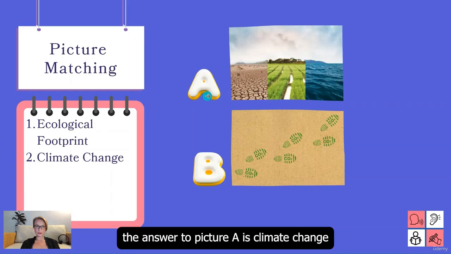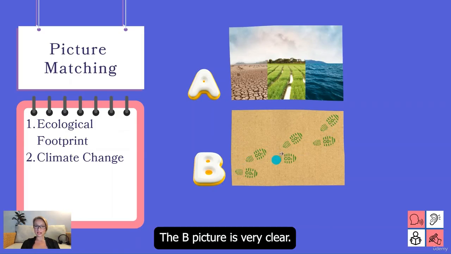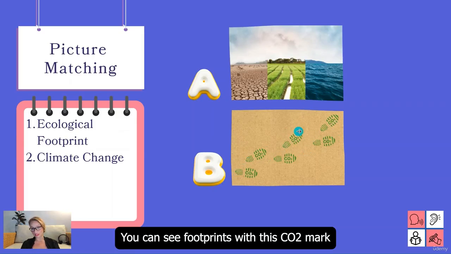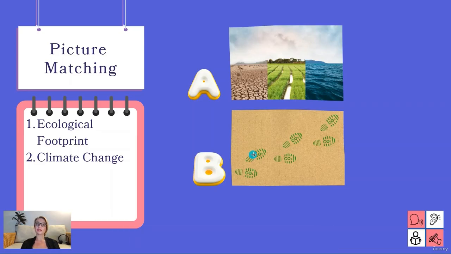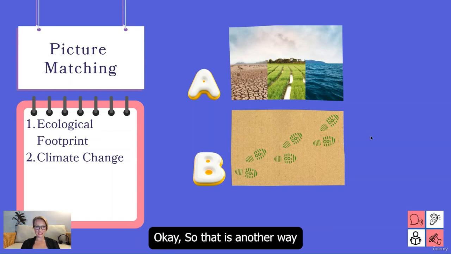Okay, so the answer to picture A is climate change, and picture B is ecological footprint. The B picture is very clear. You can see footprints with the CO2 mark showing you an ecological footprint. And by deduction, A is trying to show you climate change. Okay, so that is another way to complete these exercises by using deduction.